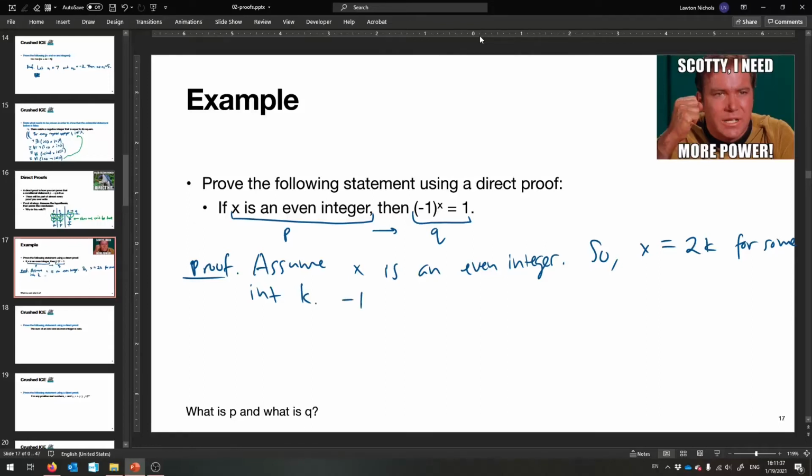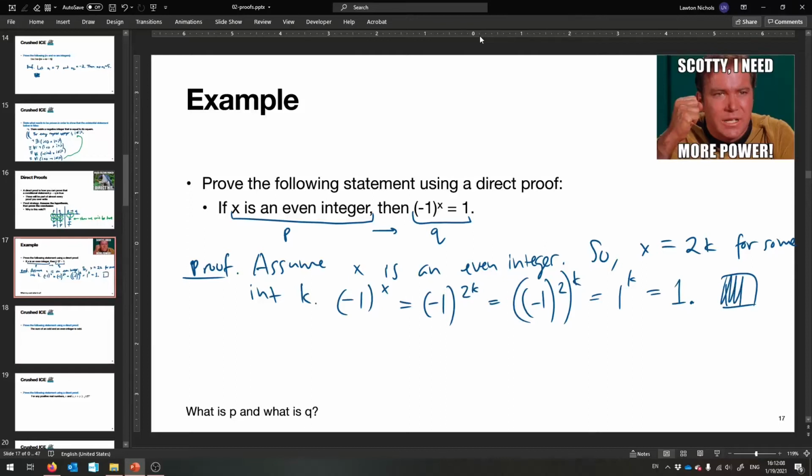So (-1)^x, using this, equals (-1)^(2k). Using some math, that's ((-1)^2)^k. Using some more math, that is, well, (-1)^2 is just 1, right? Equals 1^k. And finally, that equals 1. And this was one side of Q, and this was the other side of Q.